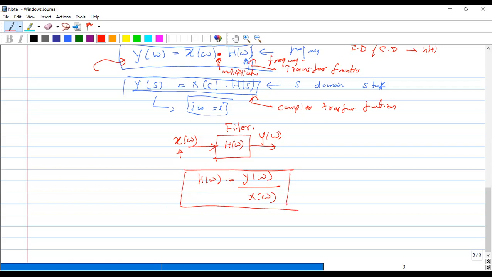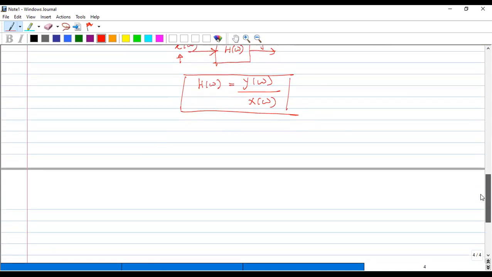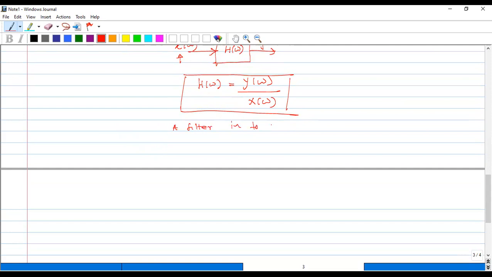Now, based on this transfer function, we can divide a filter into three types. Filter into three types based on this transfer function. There are many filter types.